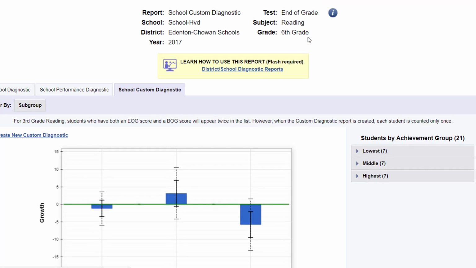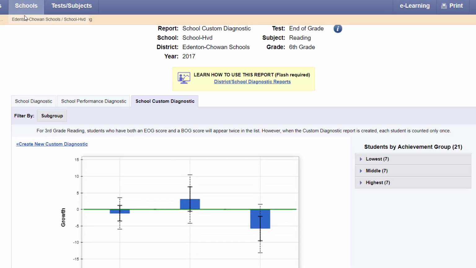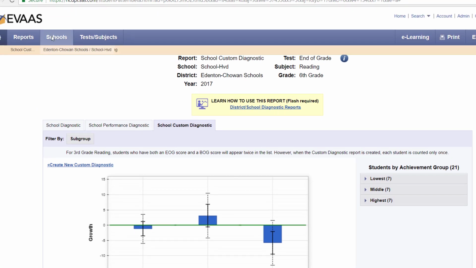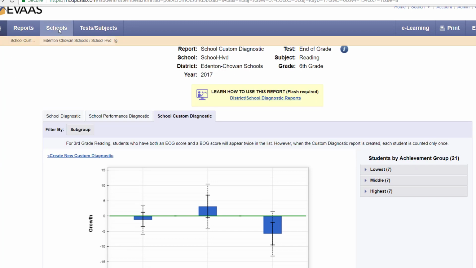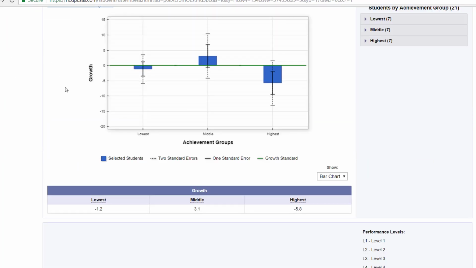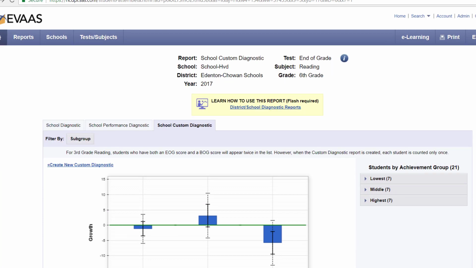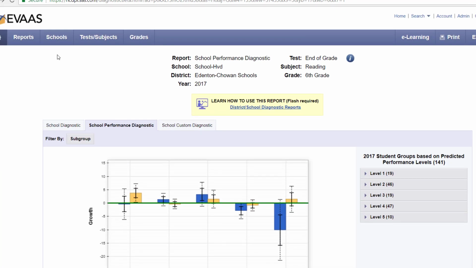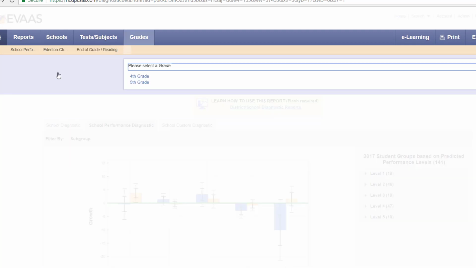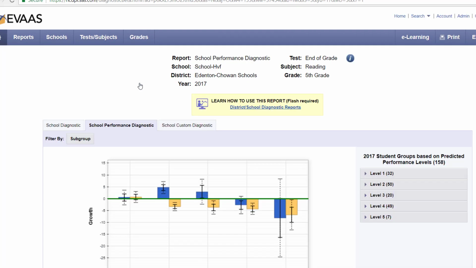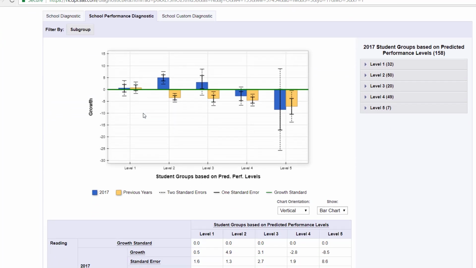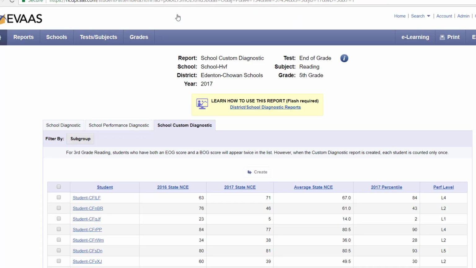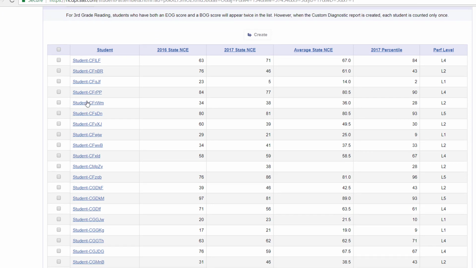So in this particular report, we were looking at 6th grade reading. So I, as a 6th grade teacher, would need to go back to my elementary school and look at my 5th grade students. So I'm going to go to 5th grade reading, and I'm going to create a custom diagnostic report for the students that I have this current year. So I'll go through and say, okay, right now I'm teaching these students.